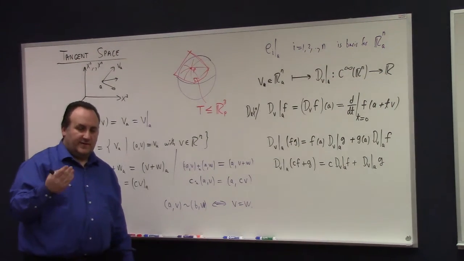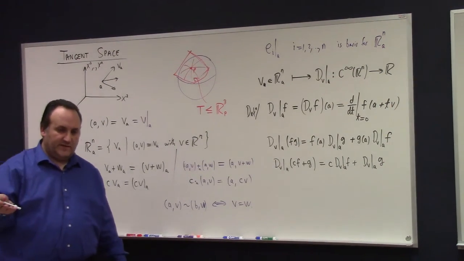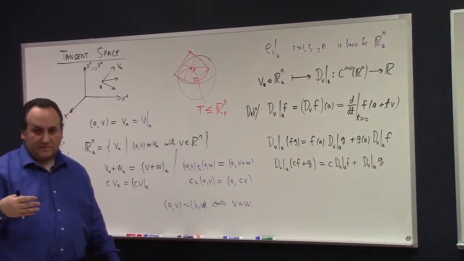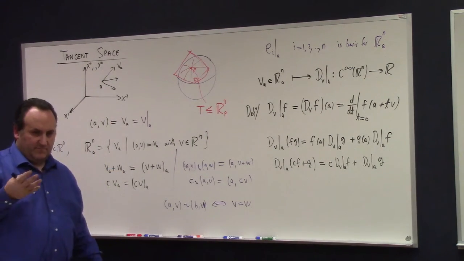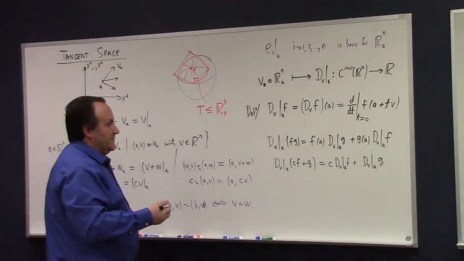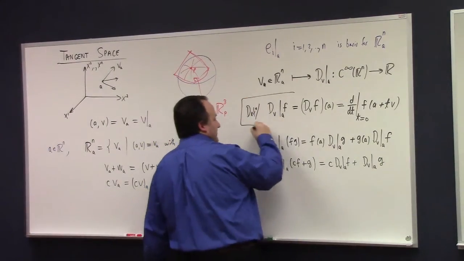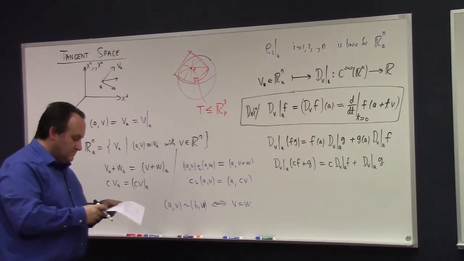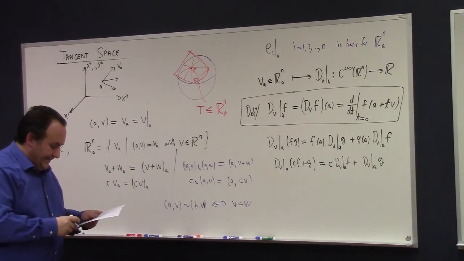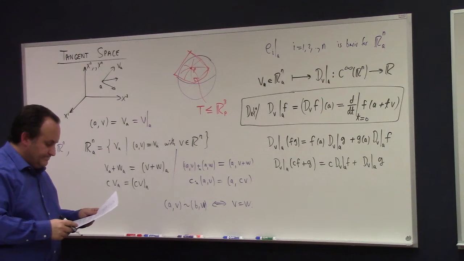If you have a linear transformation which also satisfies the product rule, it's said to be a derivation. So a derivation is something that behaves like a derivative, but formally speaking, that's a derivation. Okay, so directional derivatives define a derivation on the set of smooth functions on R^n.